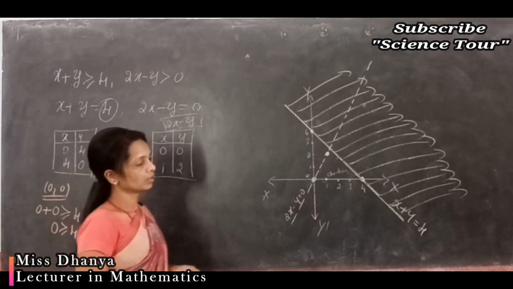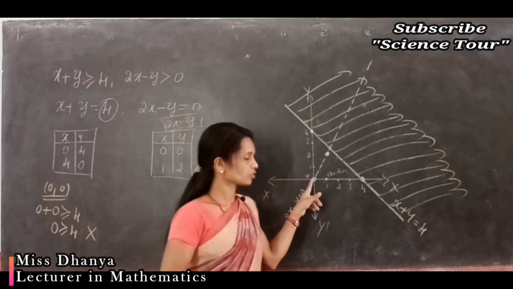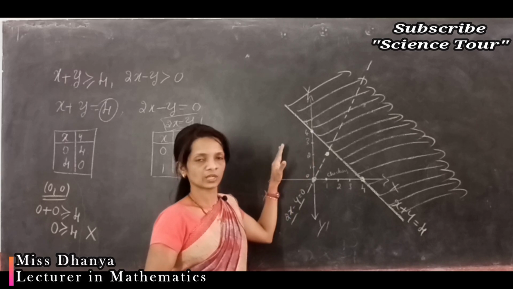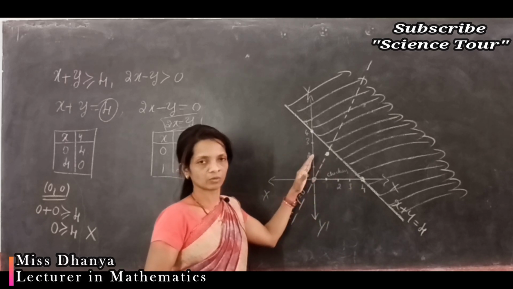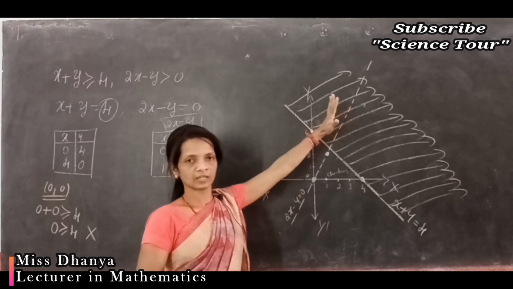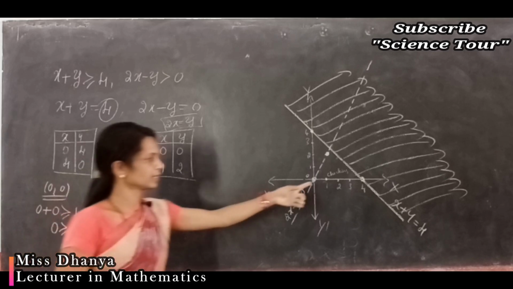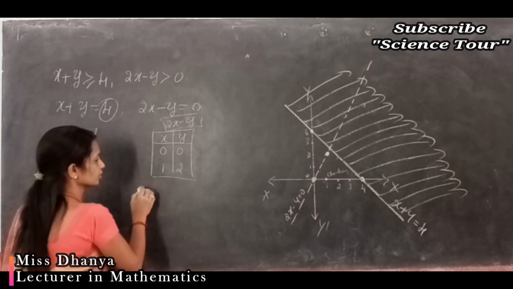Why can we not take (0, 0) as a checking point? Because if we take that, then you cannot decide whether we have to shade the upper region or the lower region of this line, because that point is on this line. So now which point did we take? We took (1, 0) as a checking point.